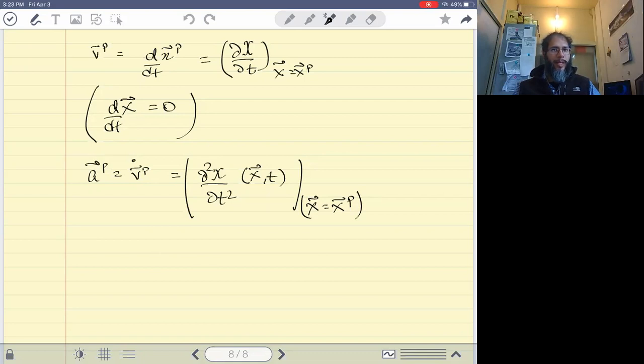So the major confusion is: is velocity the derivative of the spatial coordinate or the material coordinate? It has to be the spatial coordinate, because if you take the material coordinate, then it will be 0, because the material coordinate, as I wrote here, is not a function of time. It's only the spatial coordinate that's a function of time.